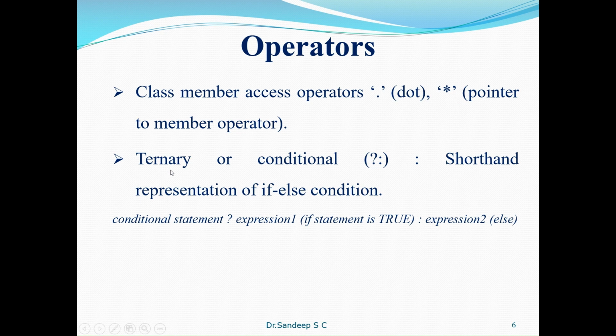Then we have one more operator, that is the ternary or conditional operator. This is basically a shorthand implementation of an if else condition. Here you can see how it is written. That's an example. First we give a condition. It will check the condition. If this condition returns true, then the first expression is executed. If it returns false, then the second expression is executed. It is something like: if true, execute this, else execute this. So all of this can be written in a single line: condition, expression 1, expression 2.